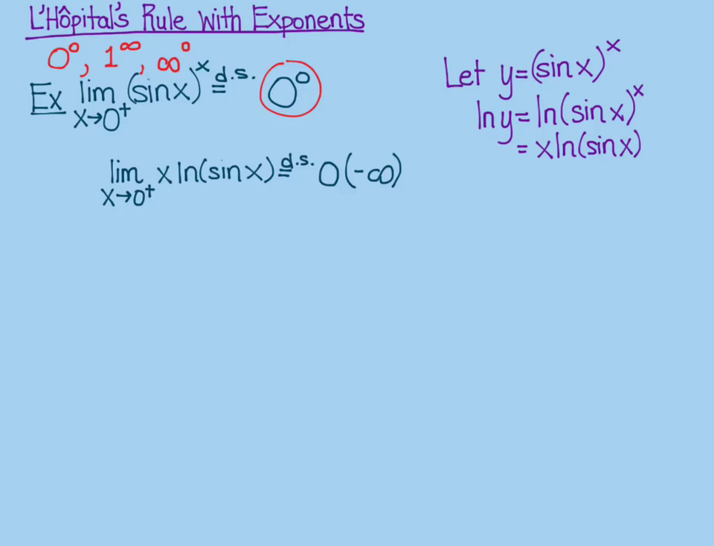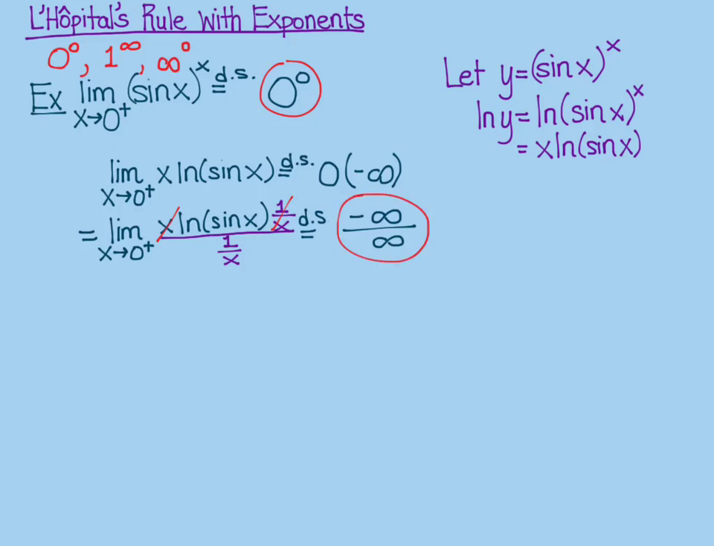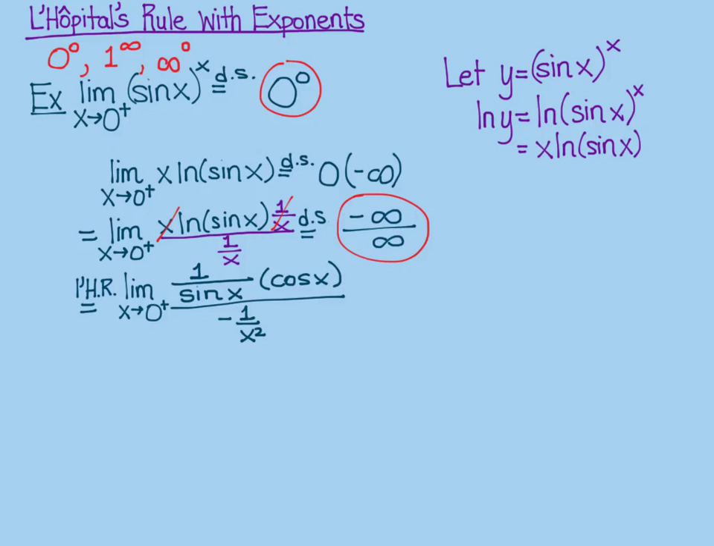So direct substitution gave me 0 times negative infinity, which we saw earlier. We should use the trick of multiplying the top and the bottom by 1 over x. So I'm left with negative infinity over infinity when I do direct substitution. This allows me to use L'Hopital's rule. So I have the limit as x goes to 0 from above of the derivative of the top, which is 1 over sine x times cosine x, divided by the derivative of the bottom, which is negative 1 over x squared. So simplifying, I end up with cosine x over sine x times negative x squared.